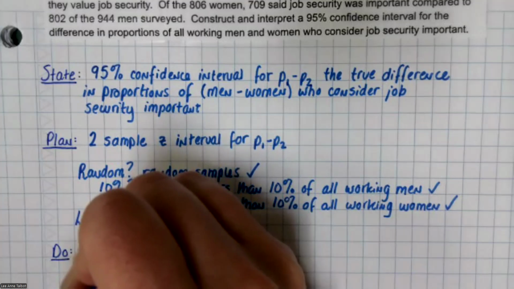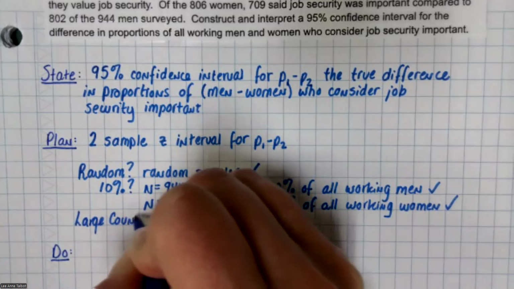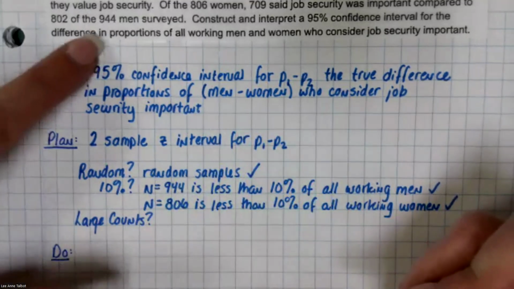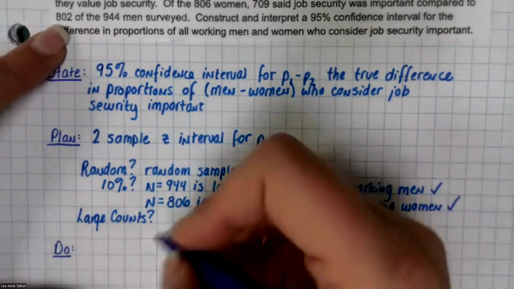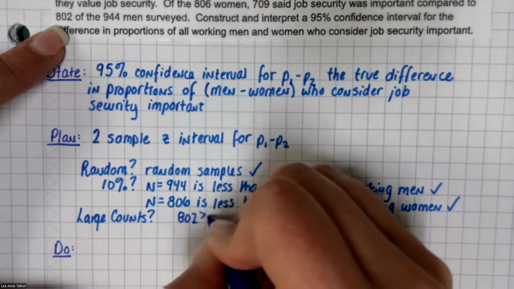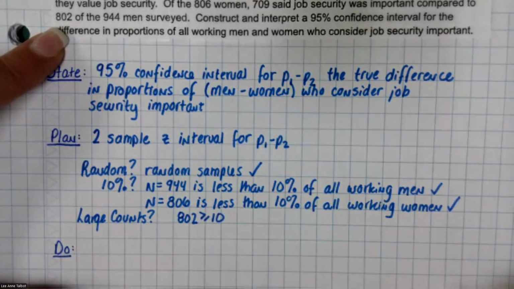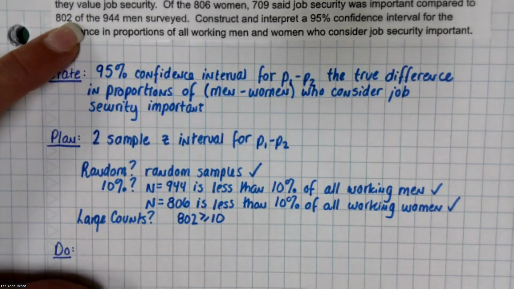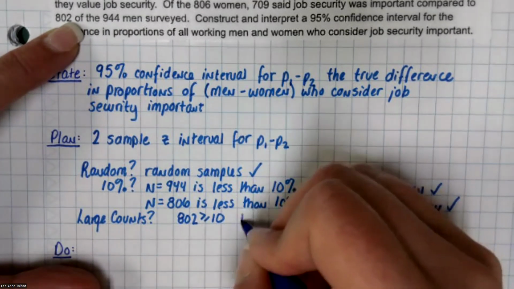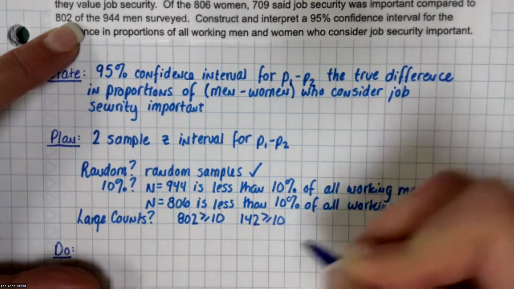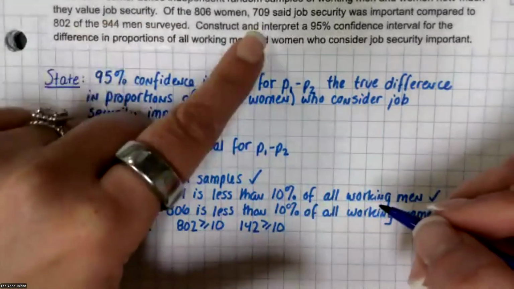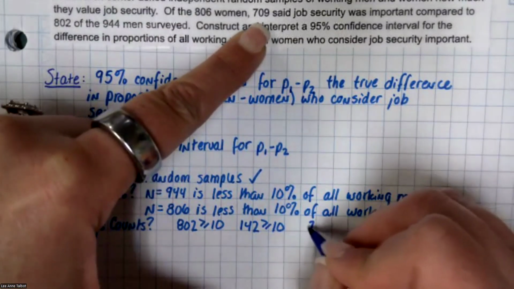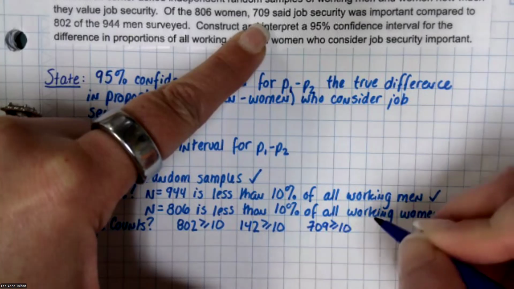Okay. Large counts. Okay, I'm going to start with the men. So I have 802 is greater than or equal to 10. What's 944 minus 802? Is it 142? 142 is greater than or equal to 10. 709 greater than or equal to 10.